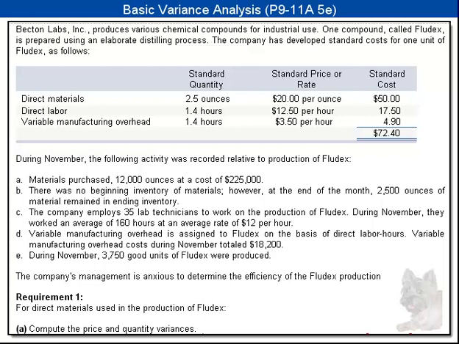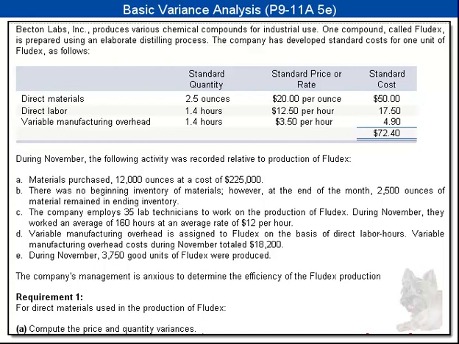Let's take a look at this basic variance analysis problem. Becton Labs produces various chemical compounds for industrial use. One compound, called Fludex, is prepared using an elaborate distilling process. The company has developed standard cost for 1 unit of Fludex as follows.